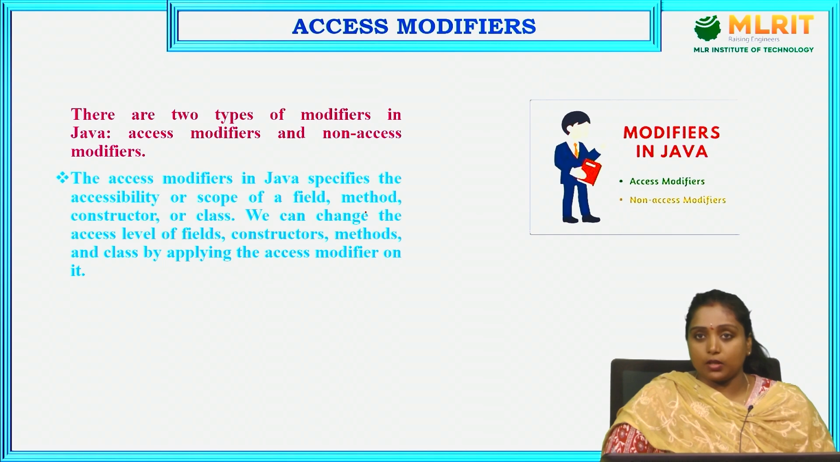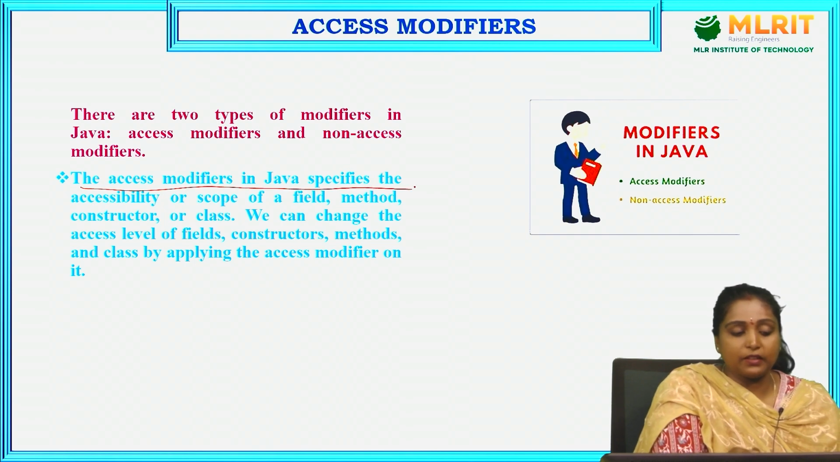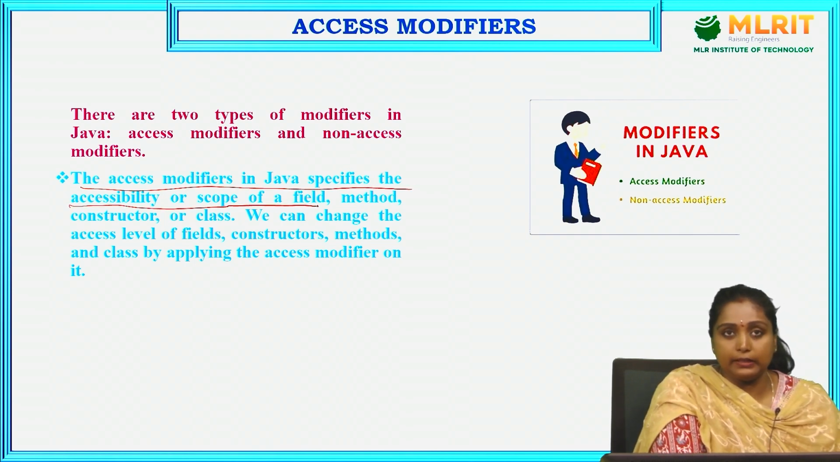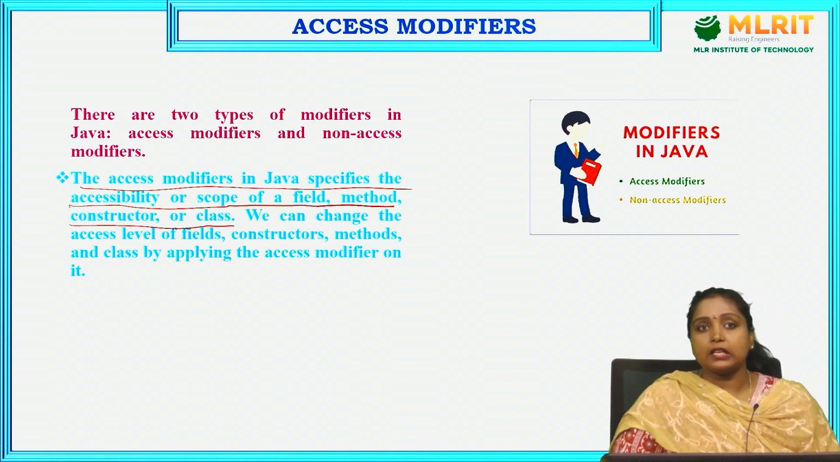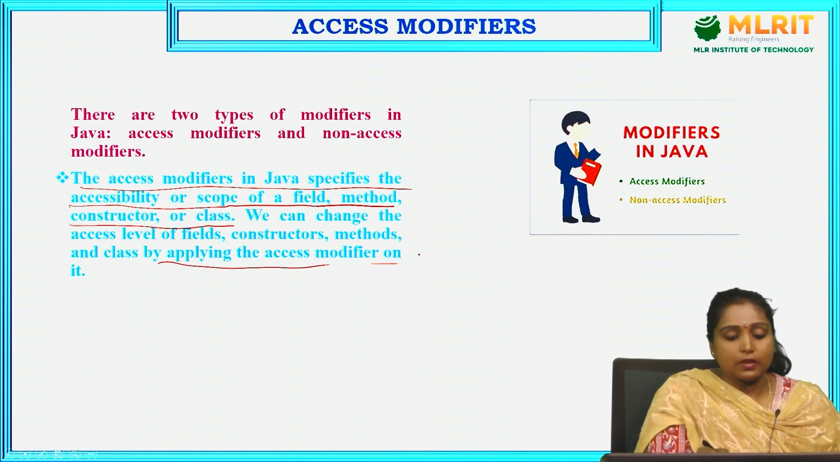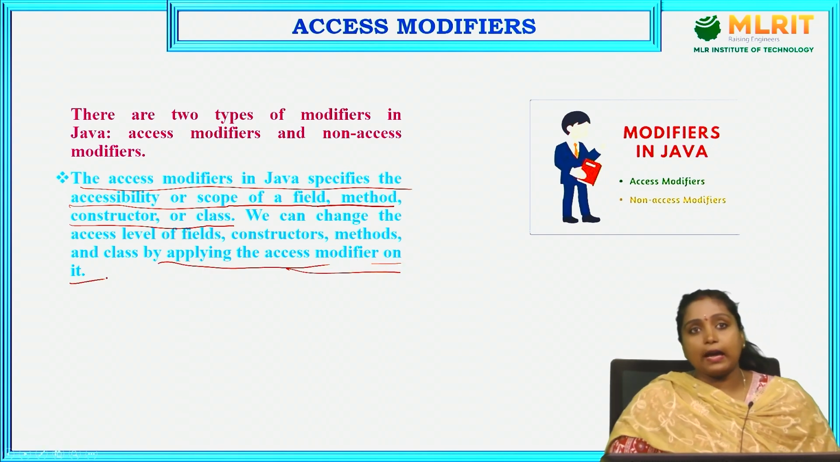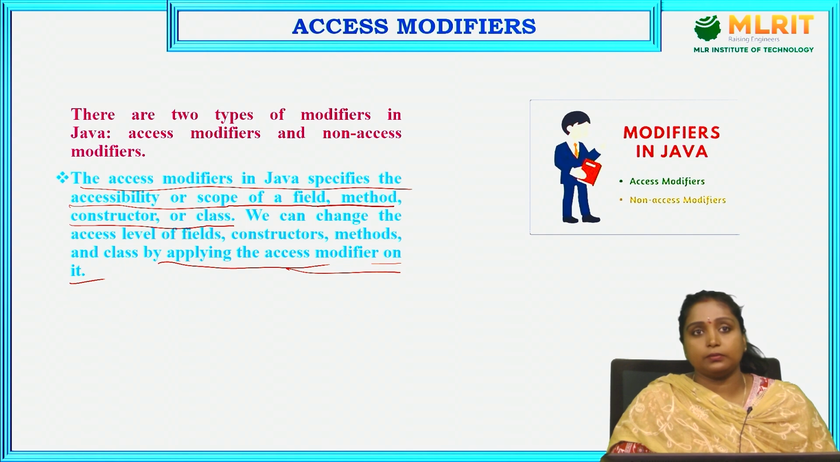Access modifiers will give you the scope or accessibility of a particular field, method, class or constructor. The access modifiers in Java specify the accessibility or scope of a field, method, constructor or a class. So we can change the access levels of fields, constructors, methods and classes, in order to control access to some data.